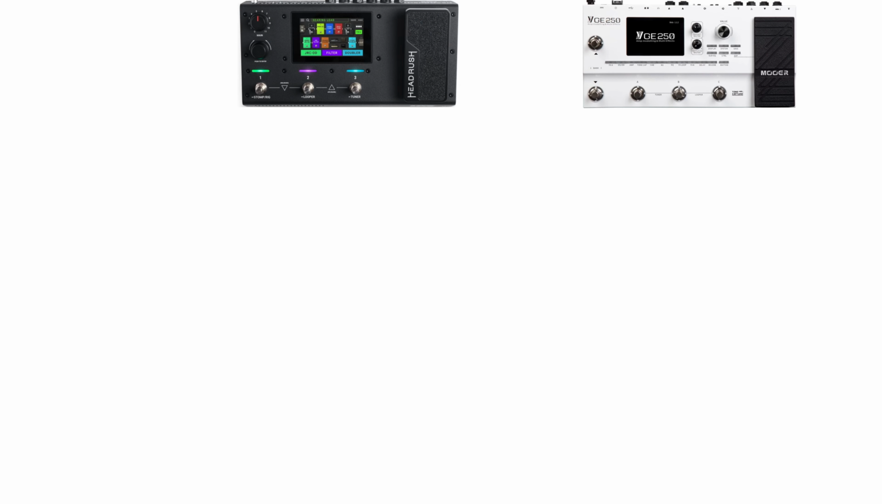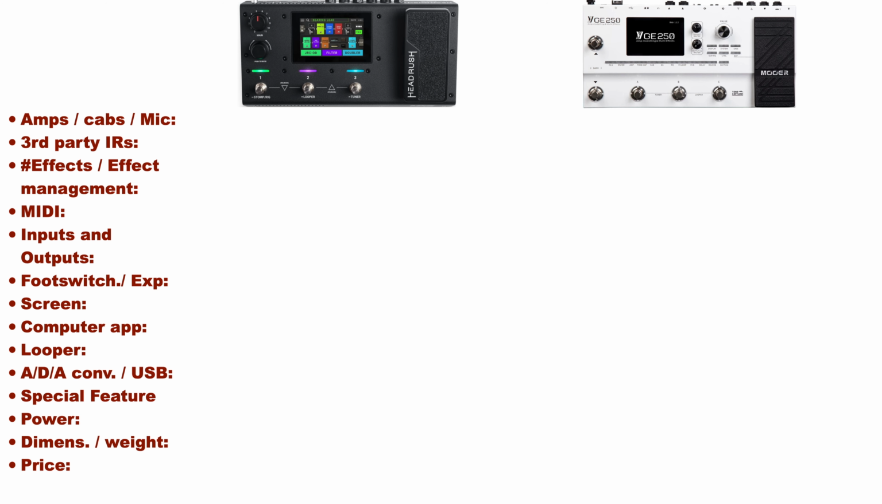We will now compare the two units among the following parameters: number of amps, cabs and mics built-in, third-party IRs management, number of effects and effect chain management in general, MIDI availability, input and output types, foot switches and expression pedal, screen size and type, computer app availability, looper and drum machine, ADA conversion and USB channel, special features offered by both the units, current, power, dimension, weight and price.